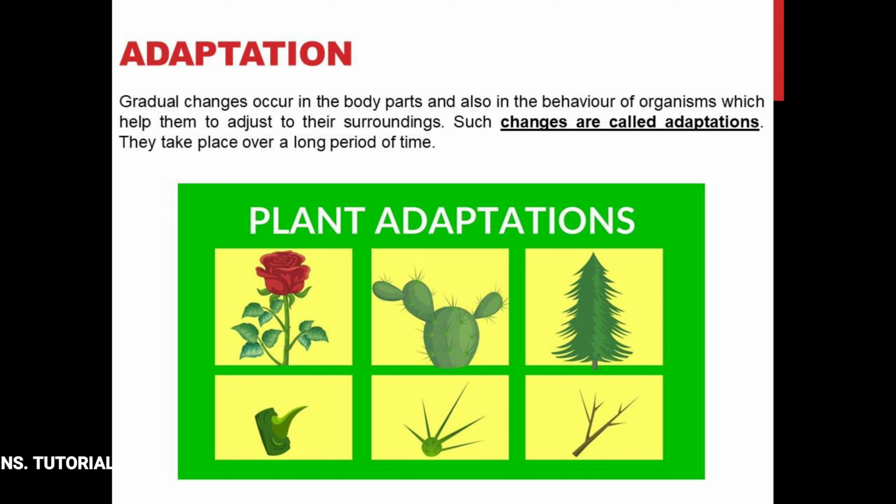They take place over a long period of time. It is not like the changes happen very quickly. It takes a long period of time for the organism to adapt to the change. So here is an example of plant adaptation. We can see that roses have thorns, which help them to protect themselves from prey animals. The cactus has thorns around it to prevent water loss as it is in the desert.